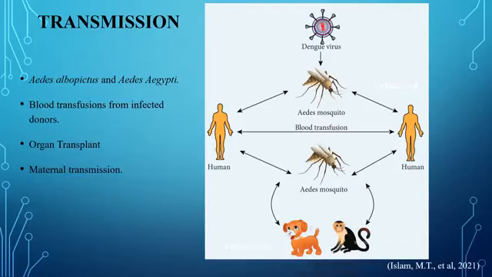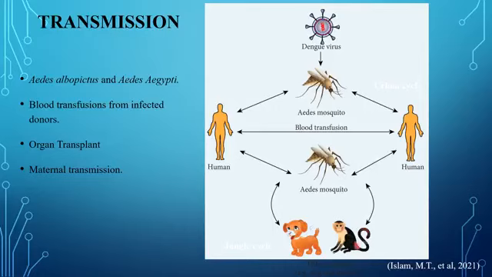Now the transmission of dengue virus. Dengue is mostly transmitted by the mosquitoes known as Aedes albopictus and Aedes aegypti. It can also be transmitted from an infected person to others through blood transfusion, organ transplant, and maternal transmission. There are two cycles for transmission of dengue virus.